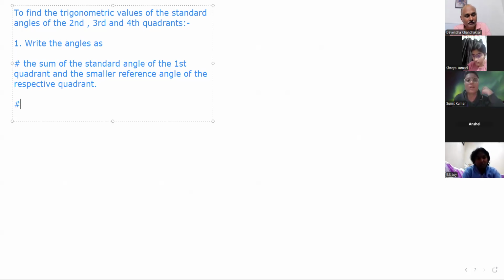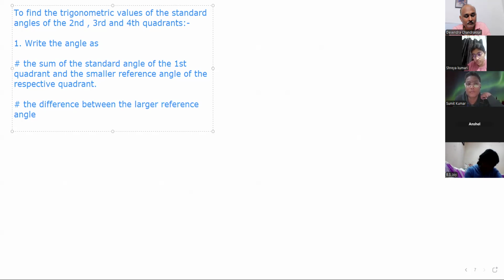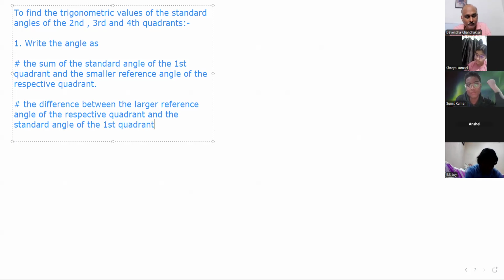और क्या कर सकते हैं? Write the angle as the difference between the larger reference angle of the respective quadrant and the standard angle of the first quadrant. ठीक है? ये लिखना है हमको सबसे पहले.